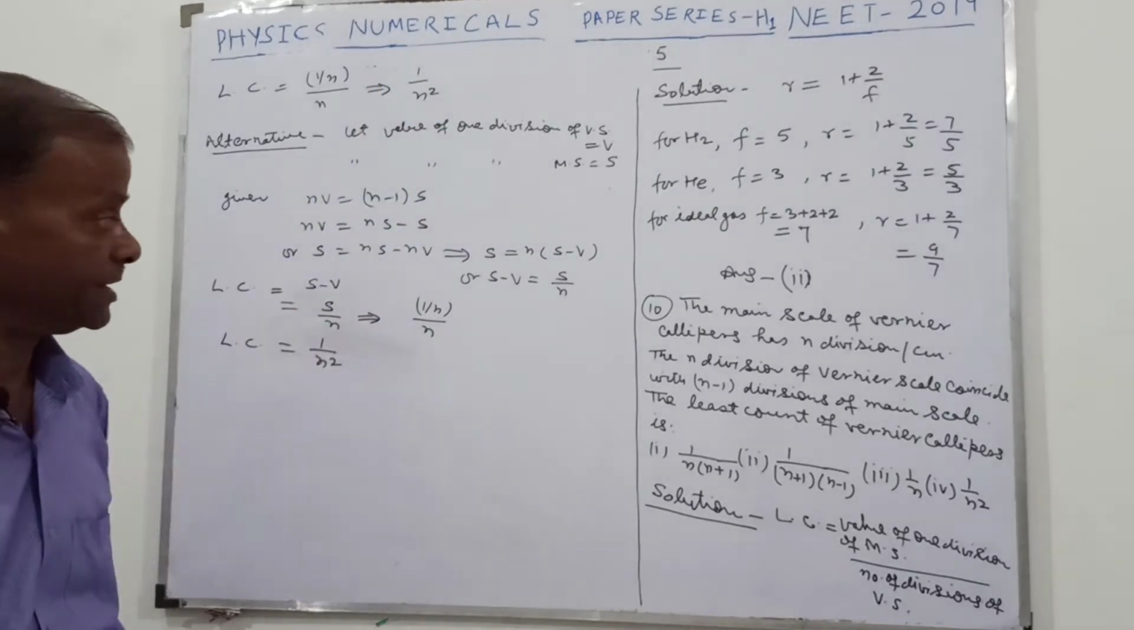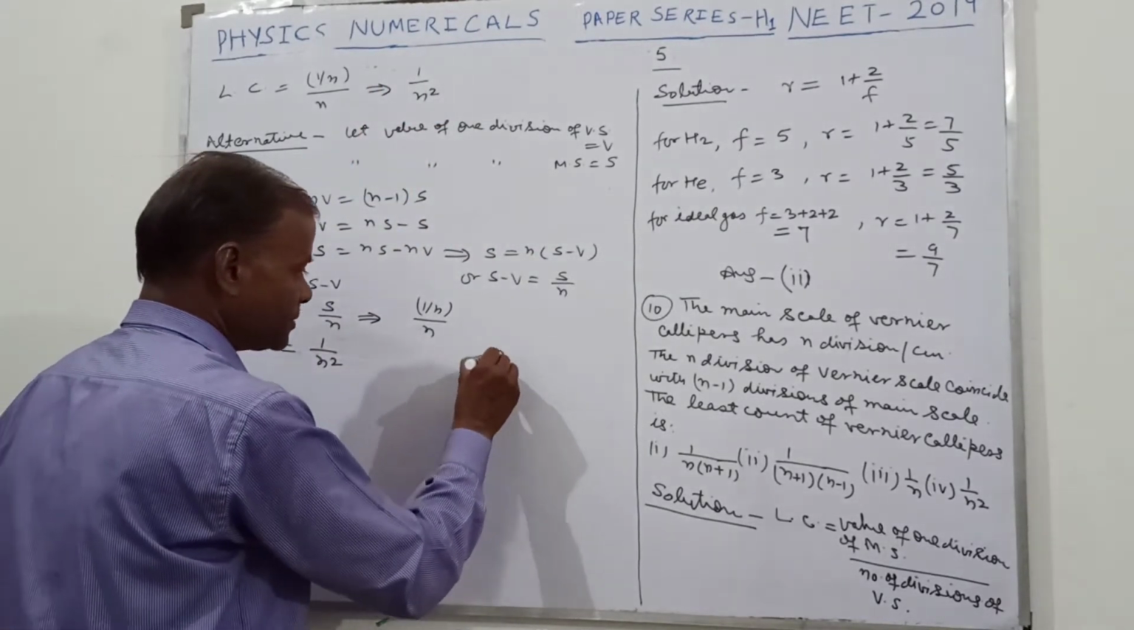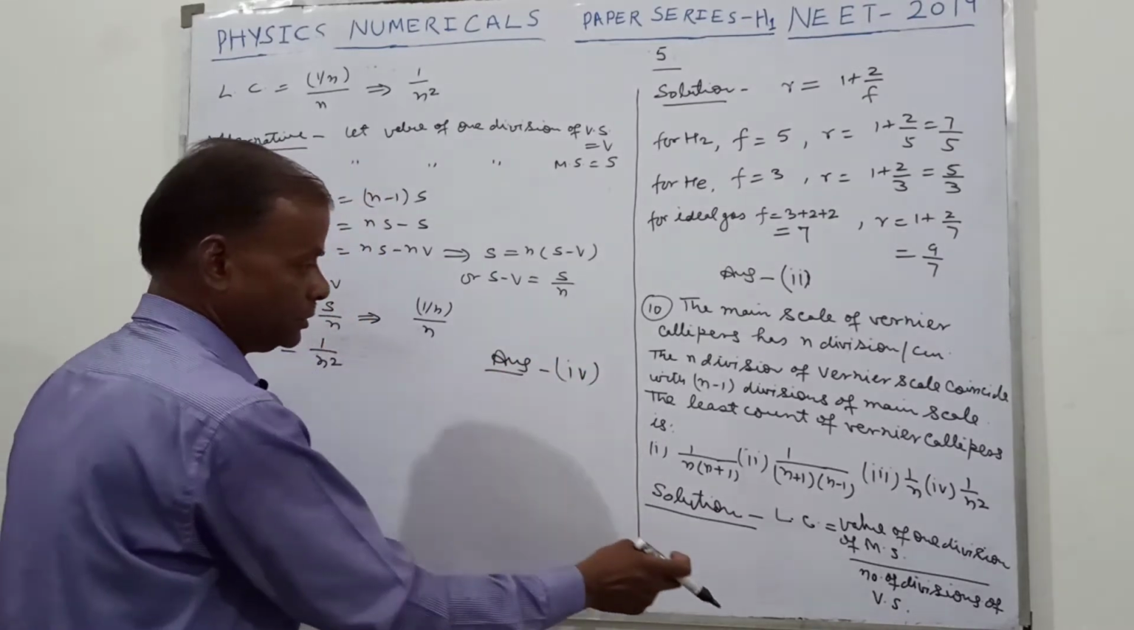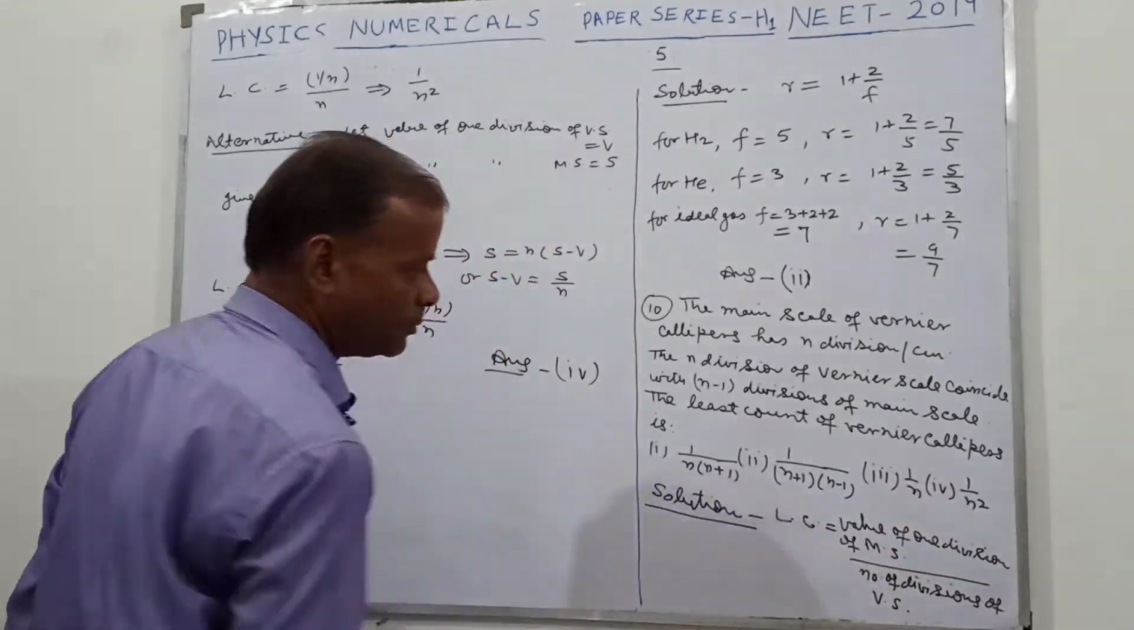So there are two methods here. So our answer is, this is now your fourth option. You can see the fourth answer. This is 1 upon N square.